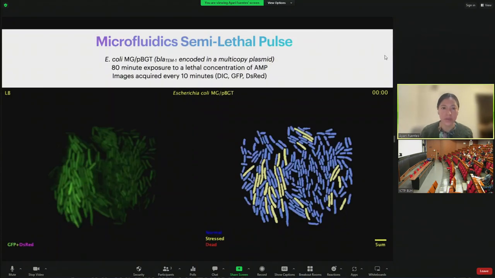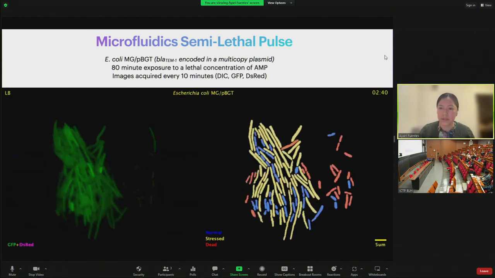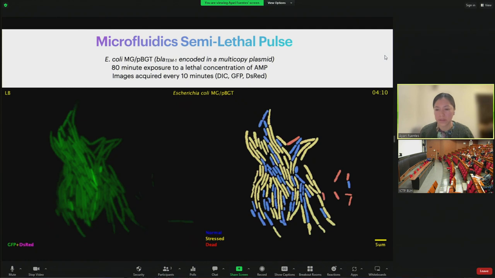And then in this sense, what we did is we used this system. We put a pulse of antibiotic of 80 minutes. And what you can see here, in the left part, you can see the tracked cells, and we are measuring which ones are bigger and which ones are normal and which ones are dead. So as you can see, the result is very heterogeneous. There are some cells that are stressed, which means that the yellow ones are the ones that are going to get bigger. There are some that are dead, and there are some that are actually normal.